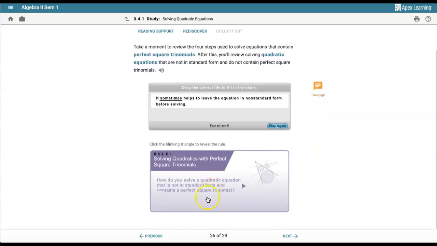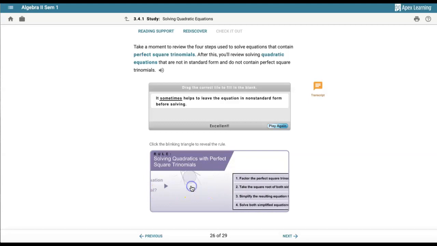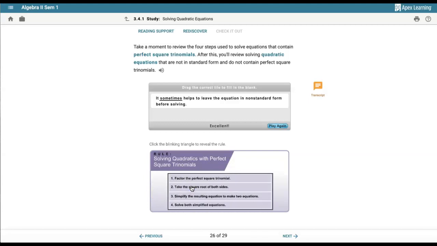Okay, so how do you solve a quadratic equation that is not in standard form and contains a perfect square trinomial? Well, you factor the perfect square trinomial. You leave everything else where it is and you focus on the perfect square. Then you take the square root of both sides. Then you simplify the equation to make two equations, right? You have that positive version and the negative version, and then you solve for both of them.